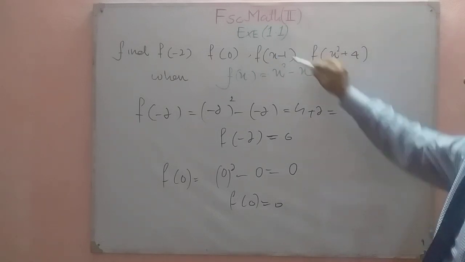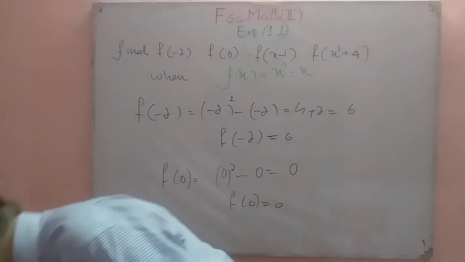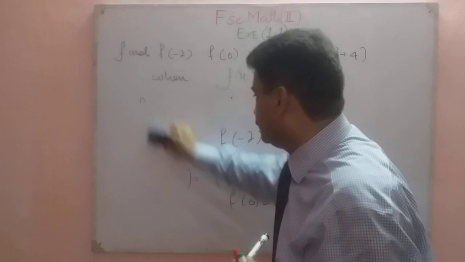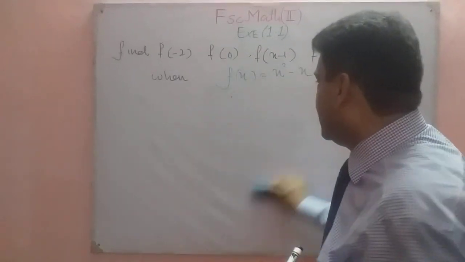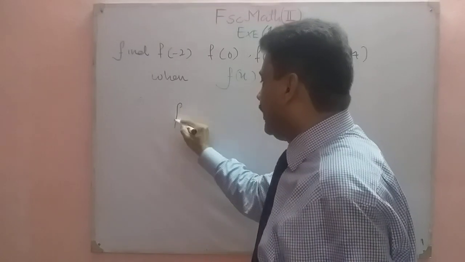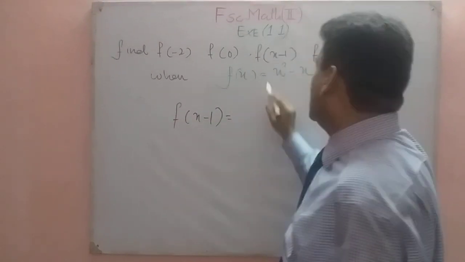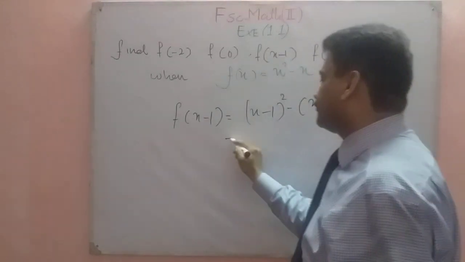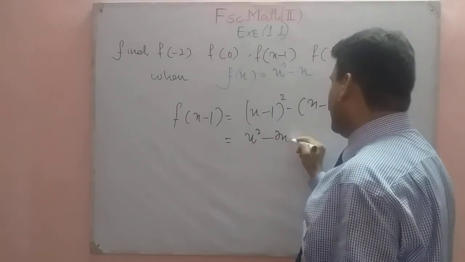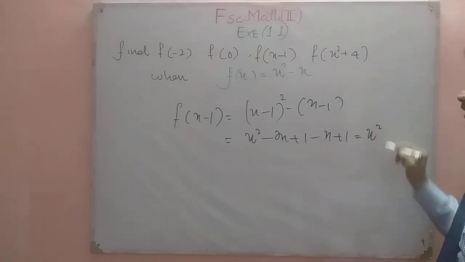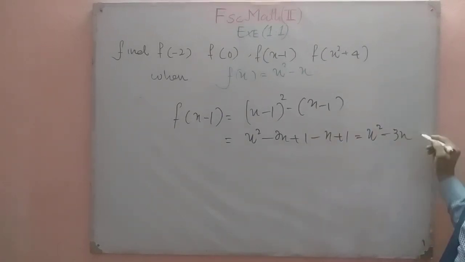Similarly, we can find f of x minus 1. We just replace x by x minus 1 on both sides of this function. F of x minus 1 will be equal to square of x minus 1 minus x minus 1. After taking the square, we write x square minus 2x plus 1 minus x plus 1. After simplification, we get x square minus 3x plus 2.